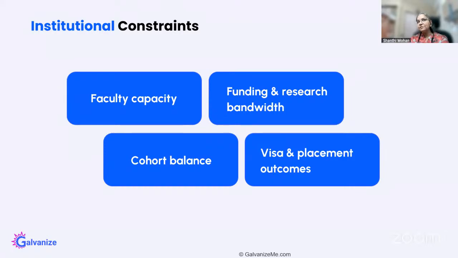Next thing is funding and research bandwidth. As much as they want to support all the students, unless and until there is enough funding available in the university, they won't be able to do that. So sometimes they take only three students in a PhD program or in a research master's program because they feel beyond that they don't have enough money to support them, because a PhD is a long-term commitment, right? Four years or five years, you're going to be in the institution, and all five years they should be able to provide you that stipend.